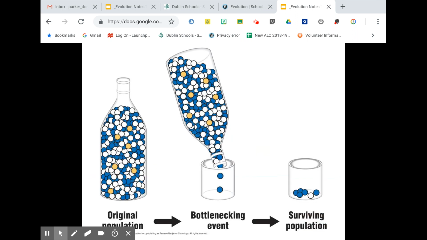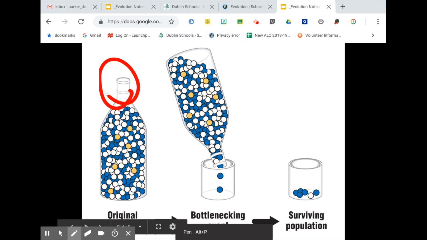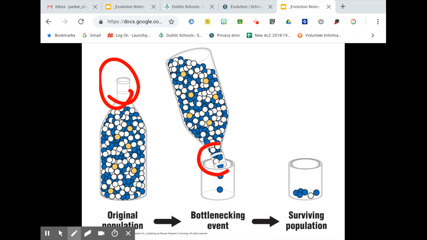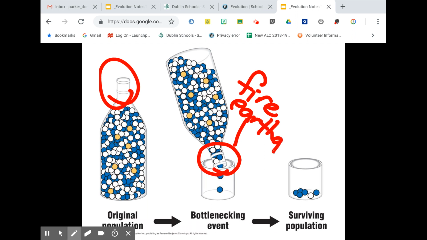This is kind of a nice little diagram of what the bottleneck effect looks like. The thing that I like is that the top of this kind of shows this little tiny part would be a fire, an earthquake, a natural disaster. It could be deforestation, any of those things. And if you look within this original population, you have 3 different alleles that are represented. You have a white one, a blue one, and a yellow one.